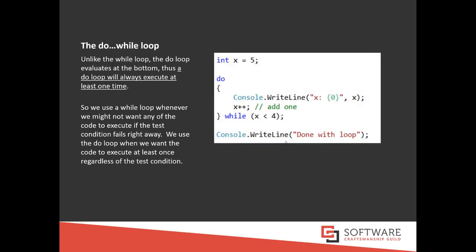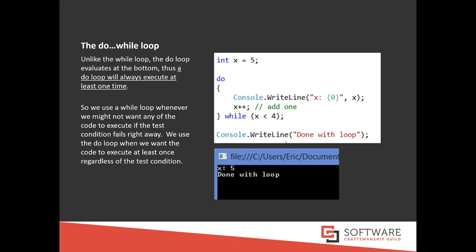And here's a coding sample of it. We're going to start out with int x equals 5, and we're going to say do write the value of x to the console, 5, then add 1, x becomes 6, while x is less than 4. 6 is not less than 4, so it will immediately exit the loop and print done with loop. So the only thing that will print will be 5 and then done with loop.